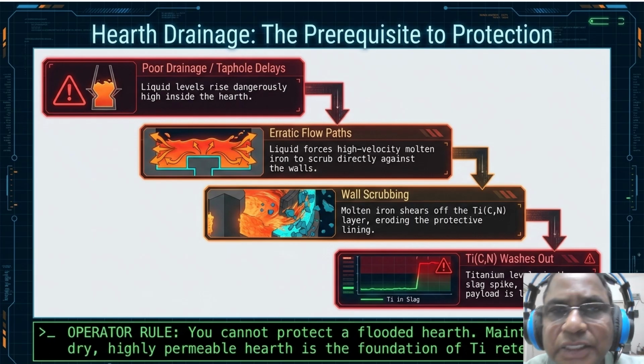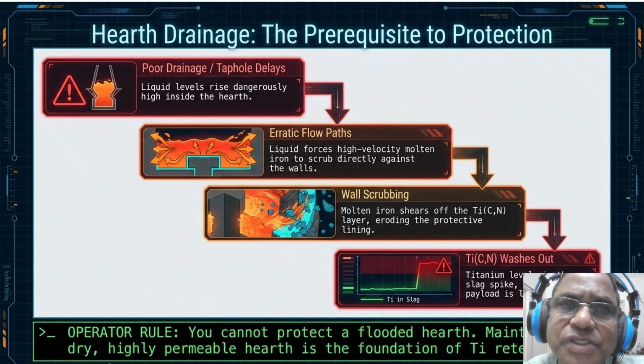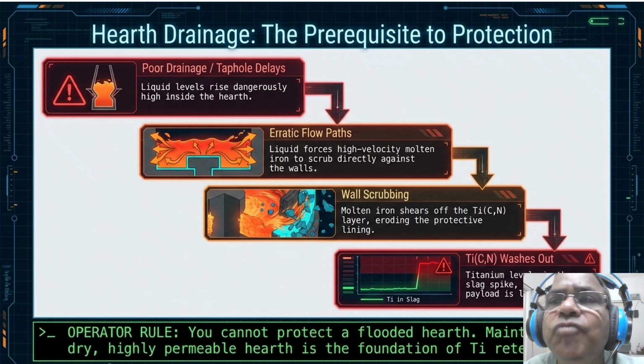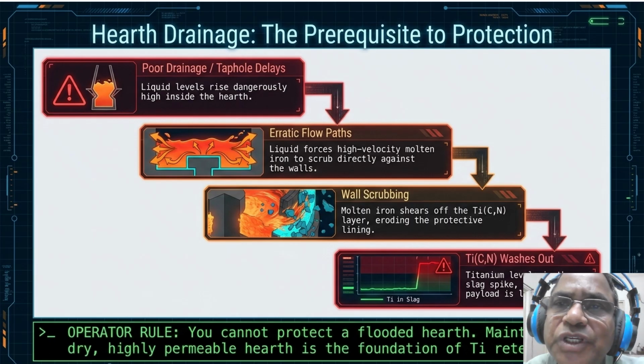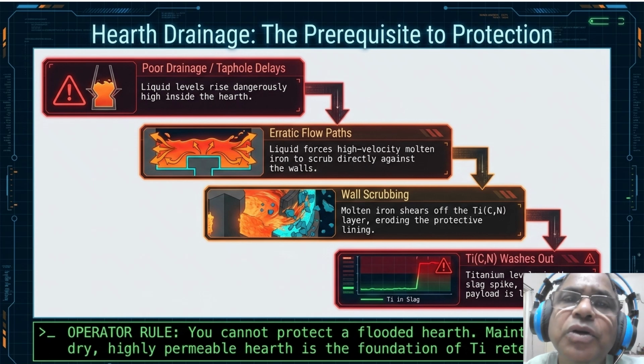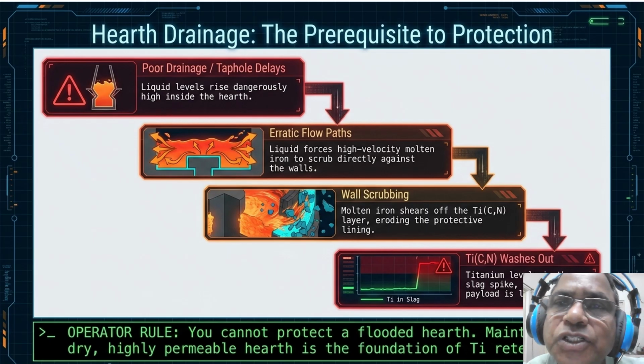So look at the Ti in the slag spike on the right. When you see the titanium level rising in your slag, it's a confirmation that your payload is being washed out, not retained. So maintaining a dry, highly permeable dead man is the foundation of all titanium retention. If your hearth drainage is poor, your expensive titanium injection is doing nothing but enriching your slag pile.